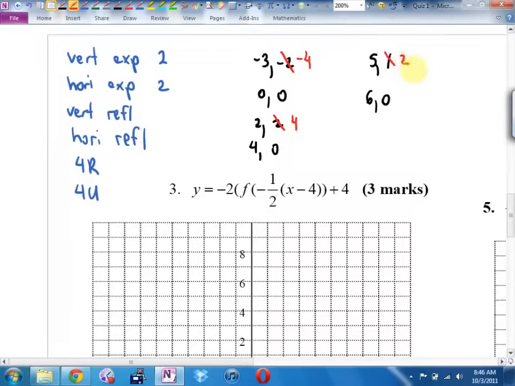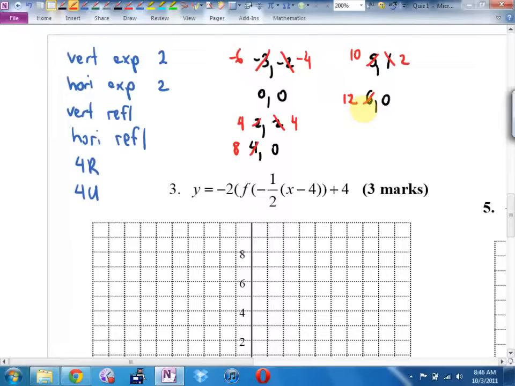Horizontal expansion by 2. Negative 3 times 2 is negative 6. 0 times 2 is 0. 2 times 2 is 4. 4 times 2 is 8. 5 times 2 is 10. 6 times 2 is 12. Might not fit on my graph, but I'm not going to panic.